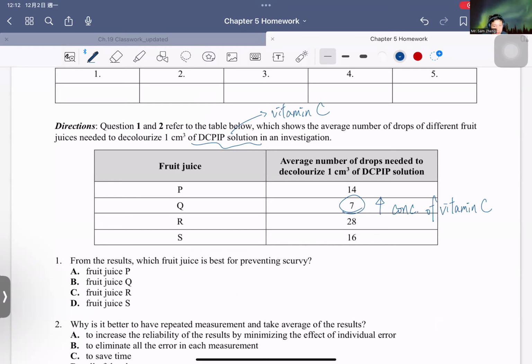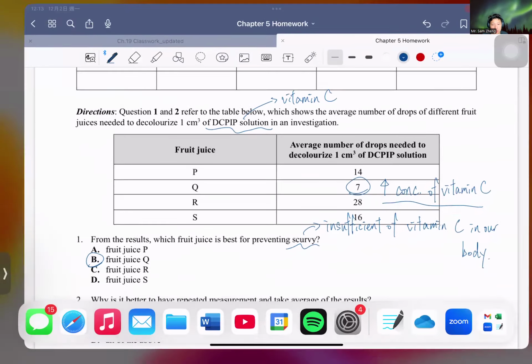So based on this, we can see that there is a deficiency disease, which is scurvy. For this type of disease, it means that there is insufficient vitamin C in our body. So therefore, it would be better for us to drink fruit juice containing a higher concentration of vitamin C, so it can supplement our body to have a sufficient amount of vitamin C. So therefore, the answer here would be B, which is fruit juice Q.